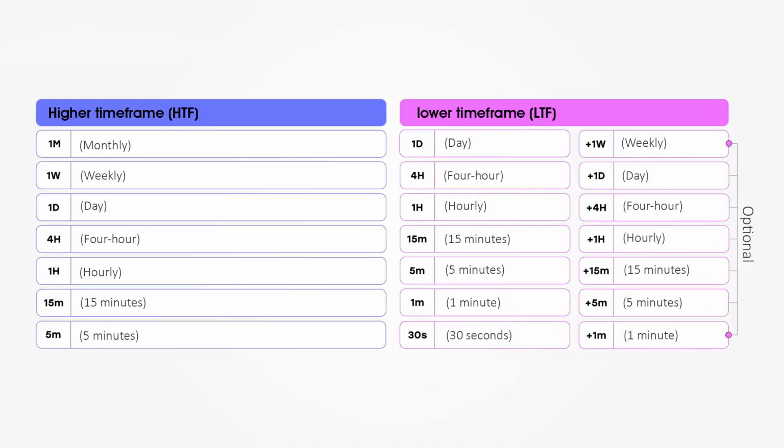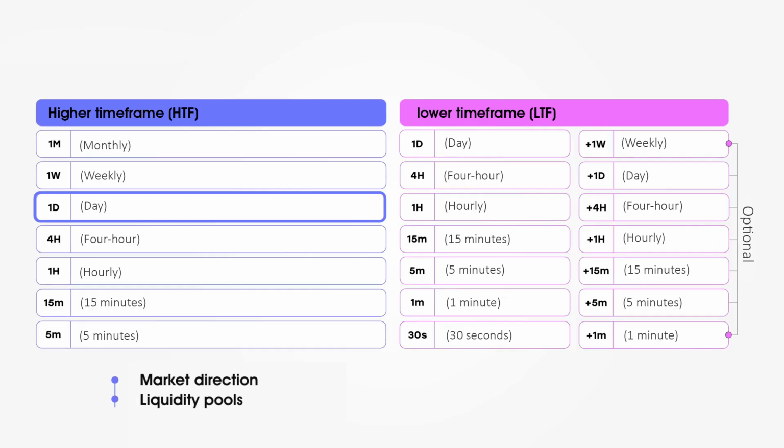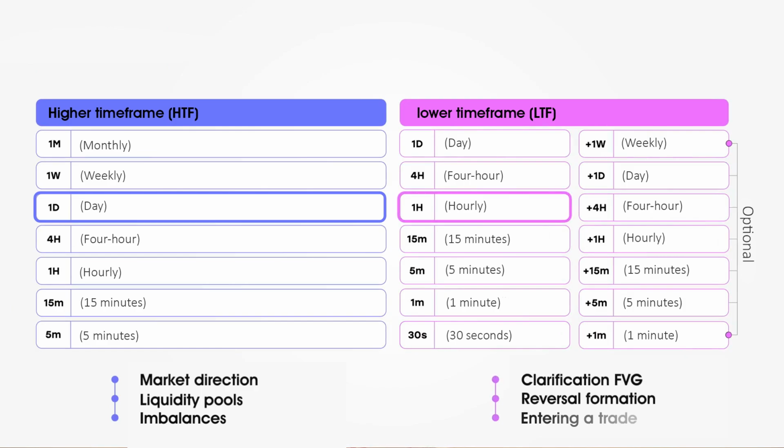In the presented table we discussed earlier, you can see successful combinations of timeframes suitable for analyzing almost any chart. For example, when you start with the daily time frame, this is where you should conduct the main work. Here, the overall market direction, key liquidity pools, and unfilled imbalance zones are determined. After this, you move to a lower time frame, in this case, the hourly one. Here, the task is to refine the daily imbalance, look for reversal formations, and enter the trade.